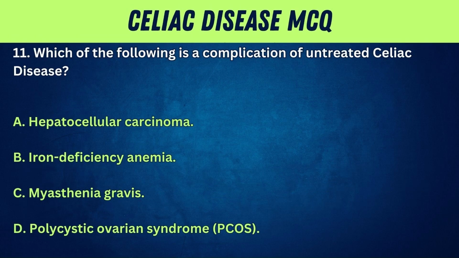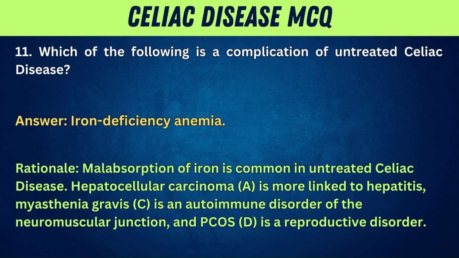11. Which of the following is a complication of untreated celiac disease? A. Hepatocellular carcinoma. B. Iron deficiency anemia. C. Myasthenia gravis. D. Polycystic ovarian syndrome, PCOS. Answer: iron deficiency anemia. Rationale: malabsorption of iron is common in untreated celiac disease. Hepatocellular carcinoma, A, is more linked to hepatitis.